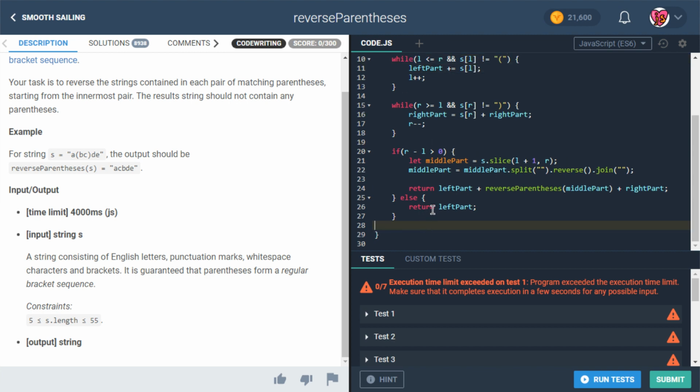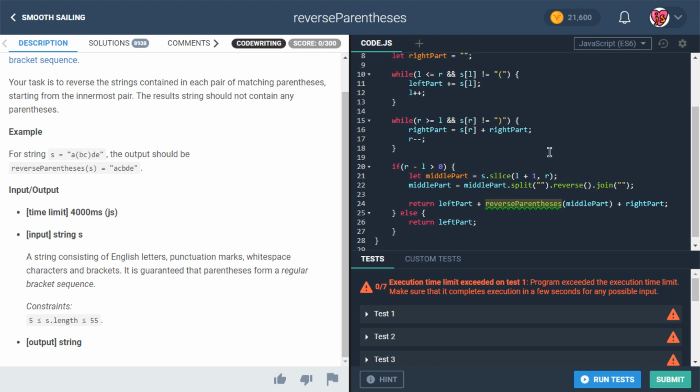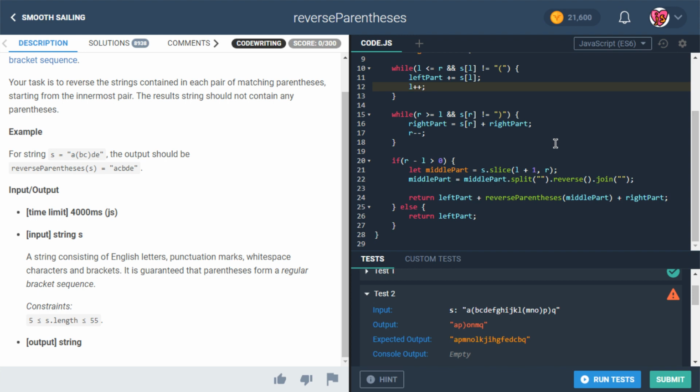Okay, so that's kind of our recursion here. This would be our base case. That's when we get to the smallest possible. And then this over here is just calling the function again as many times as it needs to. So when we run the test now, great. It actually is completing, but we're having an issue.